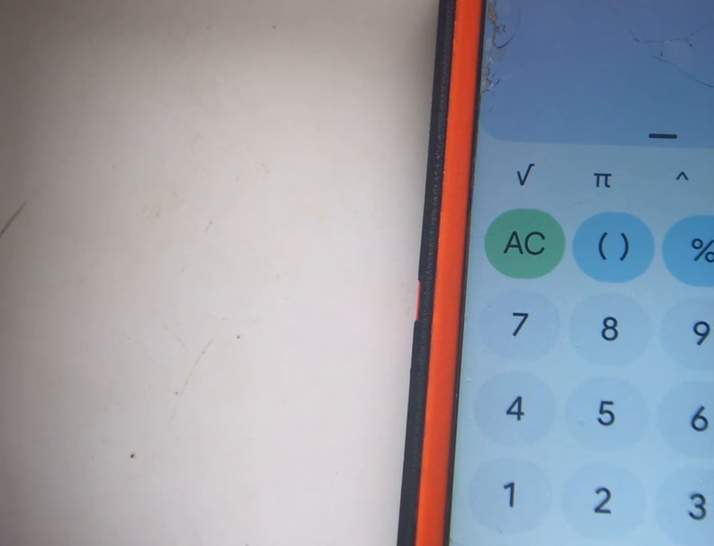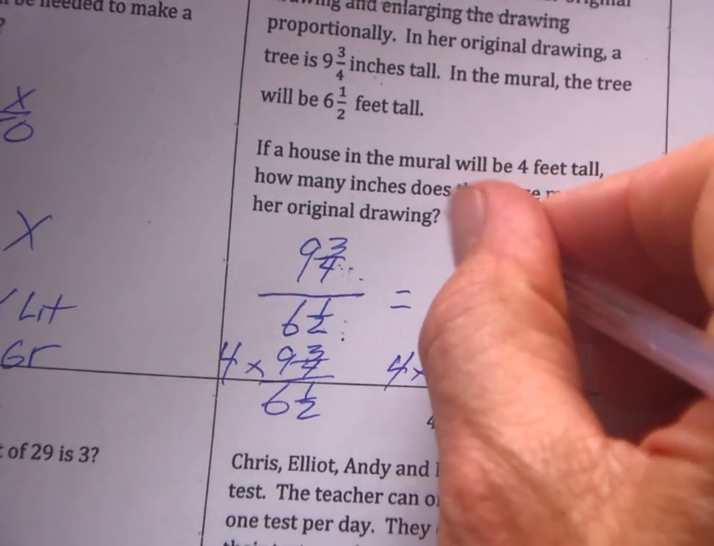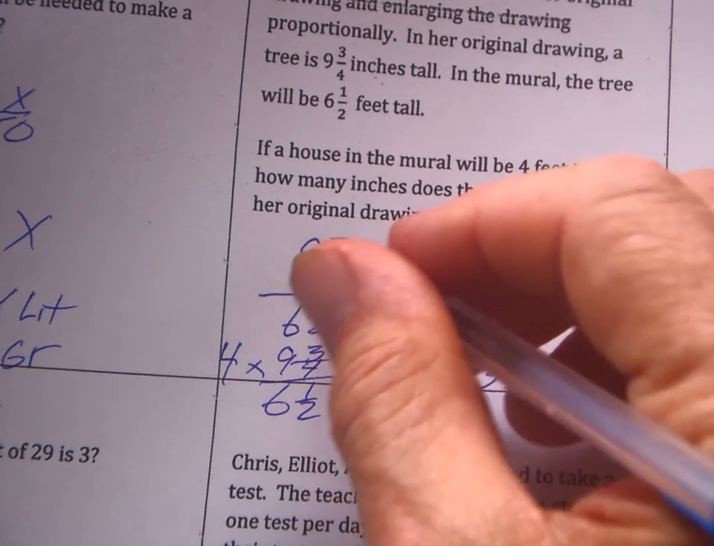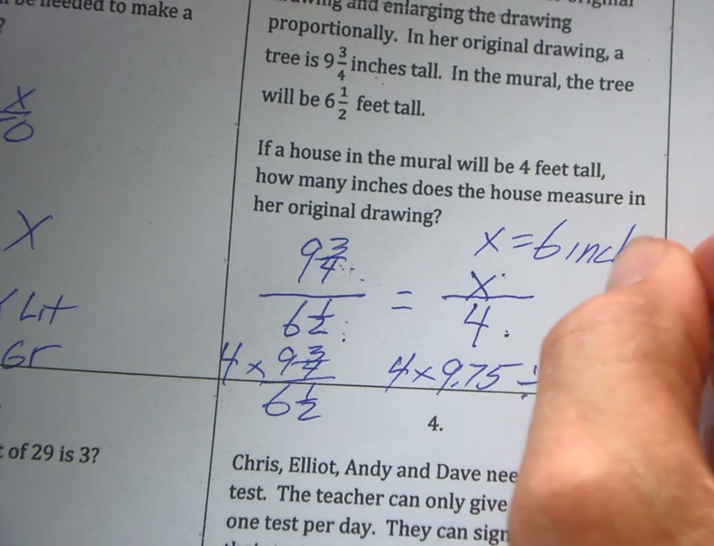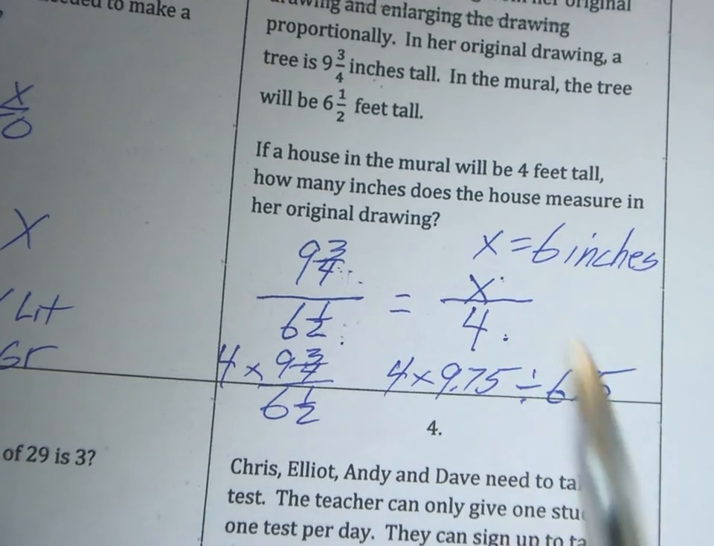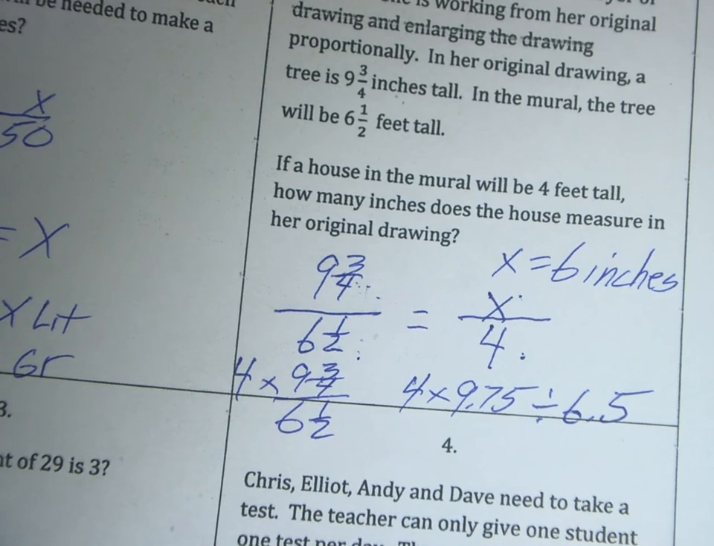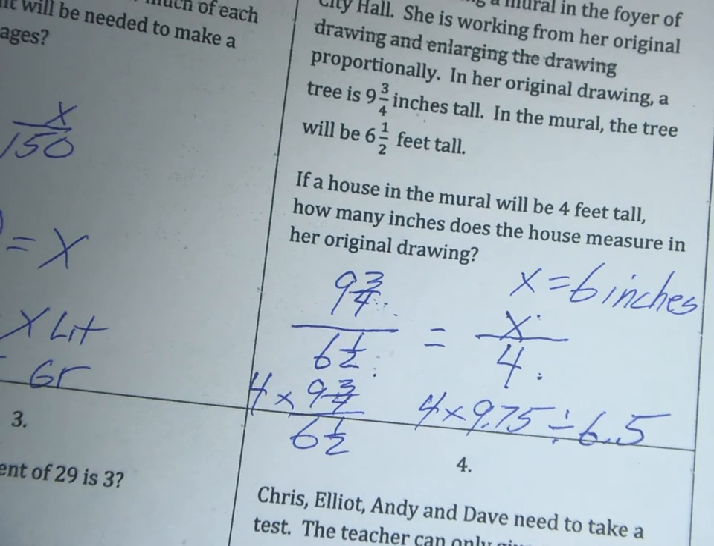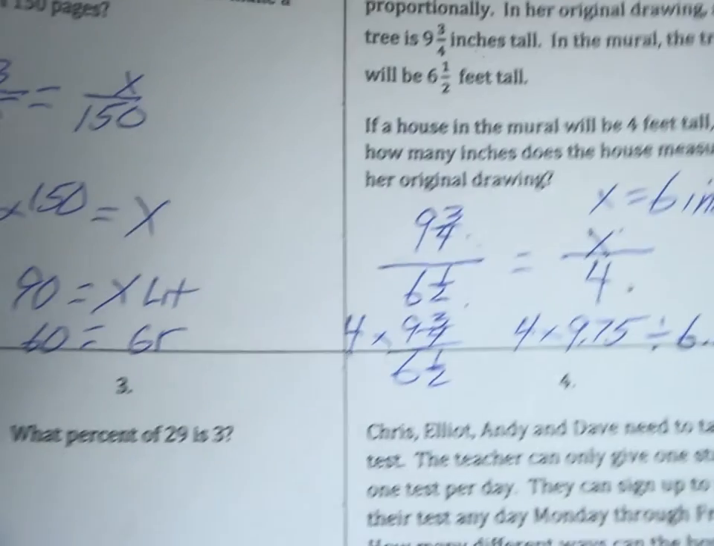Or 6 inches, rather. 6 inches, because that's the original drawing. So I get 6. X is equal to 6, and it's inches. The original drawing is inches. The house would be 6 inches big on the original. That would make it 4 feet big on the mural. So if you want a house that's 4 feet big on the mural, you have to make it 6 inches big on your original.